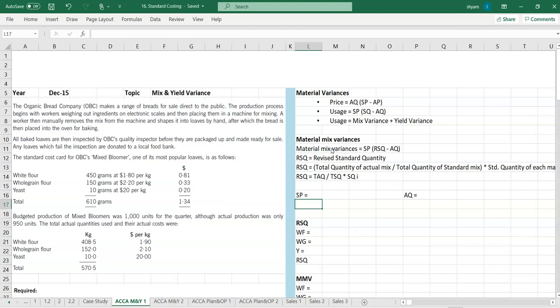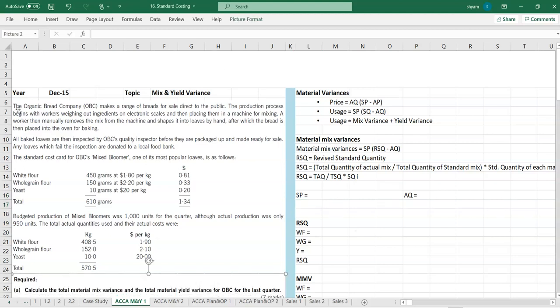We have already read the required, so we'll start from the question. The Organic Bread Company makes a range of breads for sale direct to the public. The production process begins with workers weighing out ingredients on electronic scales and then placing them in a machine for mixing. A worker then manually removes the mix from the machine and shapes it into loaves by hand, after which the bread is placed into the oven for baking.